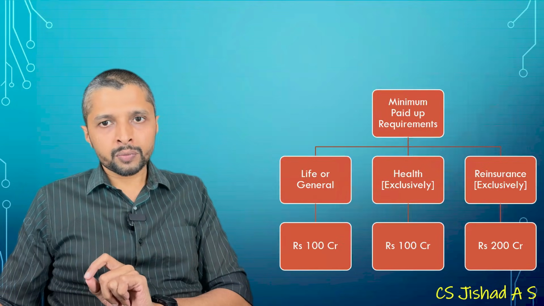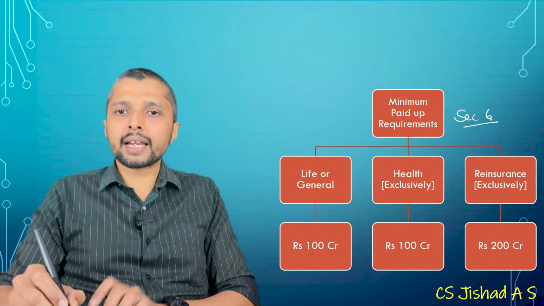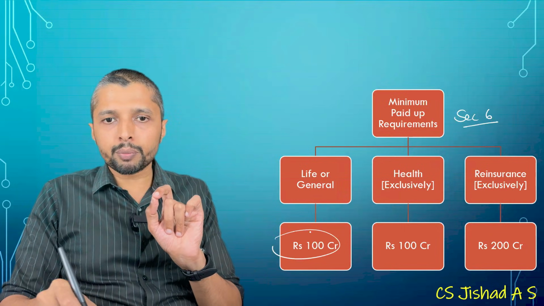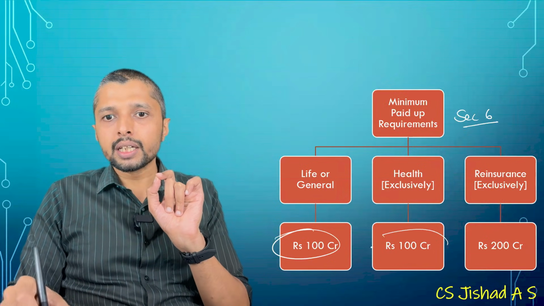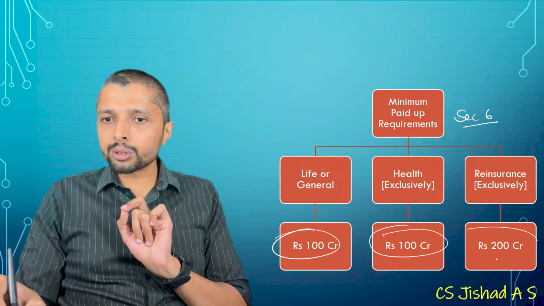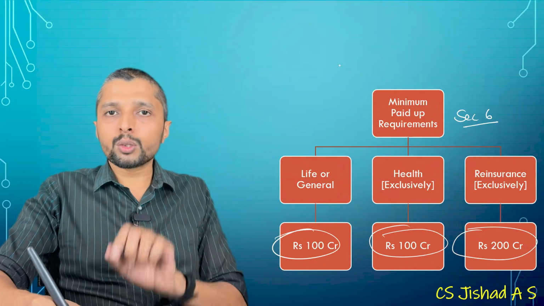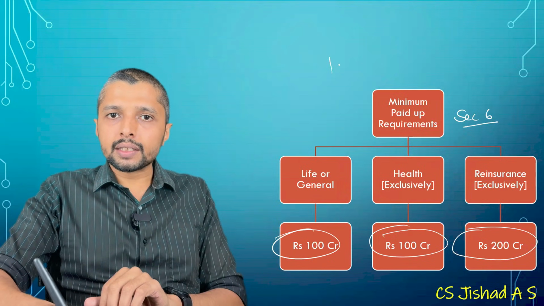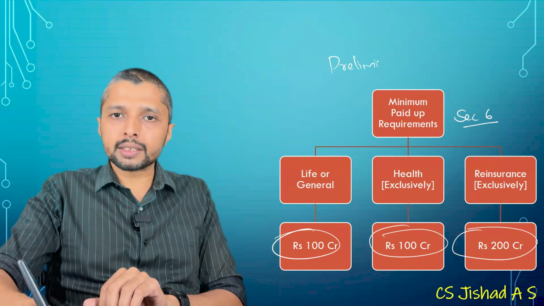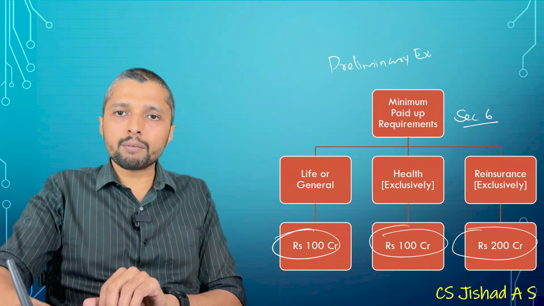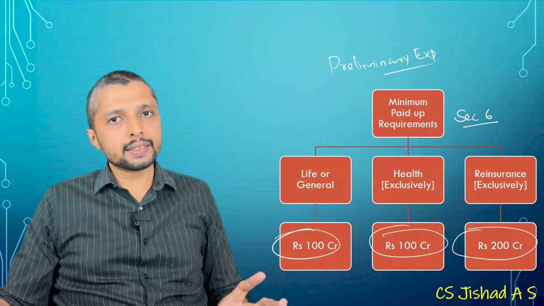Then with respect to the minimum paid up requirement specified under Section 6, for life or general insurance, the minimum paid up is rupees 100 crore. For companies doing health insurance exclusively, it is 100 crore. And for reinsurance, for a company exclusively doing reinsurance, it is 200 crore. Please note that if you are calculating this amount, you will have to exclude preliminary expenses. Preliminary expenses should not be considered while calculating this amount.